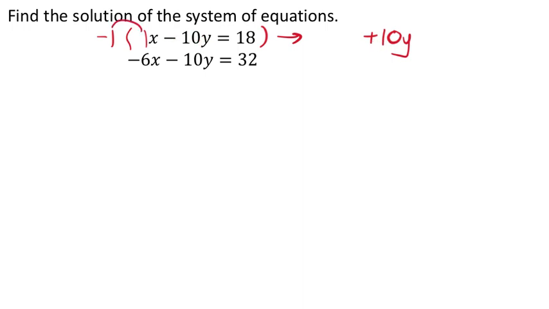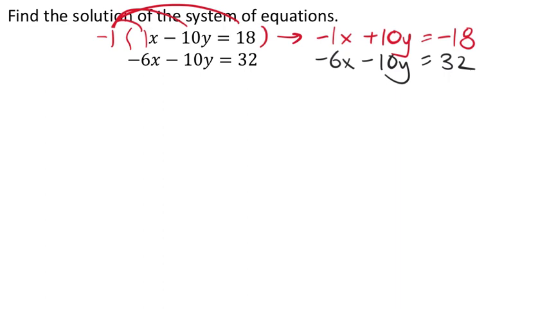So I will use some distribution. Again, it's really a principle of equality because we're doing it to all the terms, but negative 1 times 1x's would be negative 1x's. Negative 1 times negative 10y's is the positive 10y's, just like we wanted. But then also we got negative 1 times 18, which would be negative 18. So it equals negative 18. The second equation, it's okay. It can just be as it is. Negative 6x minus 10y equals 32.